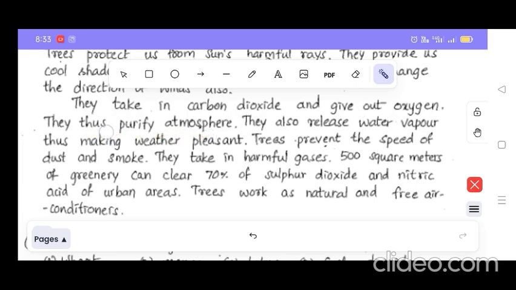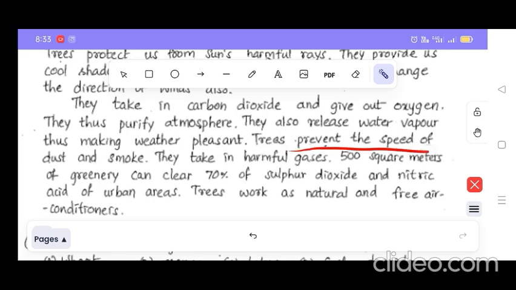See, this you can underline, okay? Because one question is based on this sentence. They also release water vapor, thus making the weather pleasant. See, from the roots they take water and they release it through the leaves. That makes the weather pleasant near the trees.